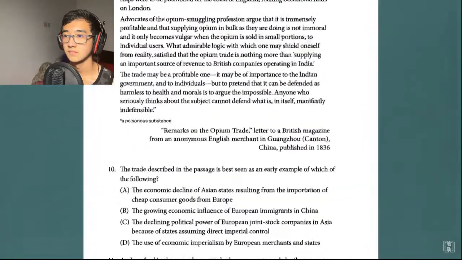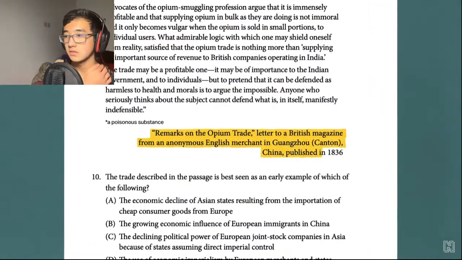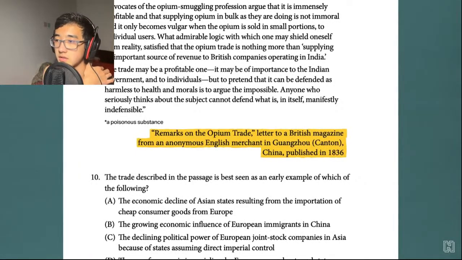Now, the first thing you want to do with any stimulus-based multiple choice questions, look at the attribution first. It's going to give you a lot of information for answering these questions, and you can't afford to skip. See, this stimulus is about the opium trade.